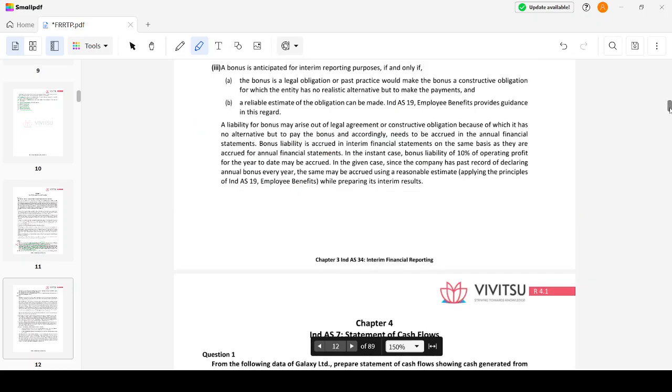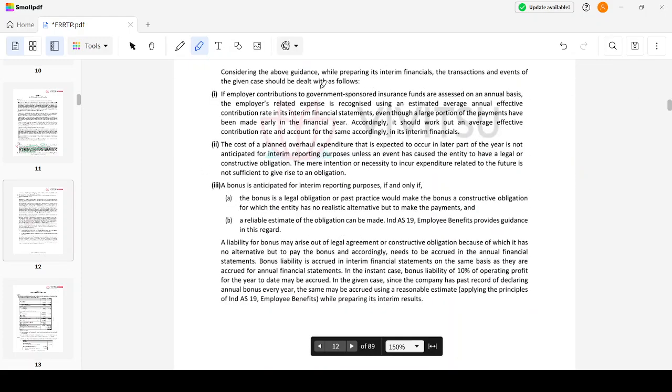So let's first discuss this. If the employer contributions to government-sponsored insurance funds are assessed on an annual basis, the employer expenses are recognized using the estimate of the annual effective contribution rate in its interim financial statement, even though a large portion of the payments have been made early in the financial year. Accordingly, it should work out an effective contribution rate and account for the same in the interim financial statement, which is nothing but, say, assume we are paying 15% contribution on an annual basis, then it should be divided by 4 quarters, and every quarter, 3.75 percent will be charged as expense. It is not based on actual contribution, but on the basis of the average effective contribution rate.